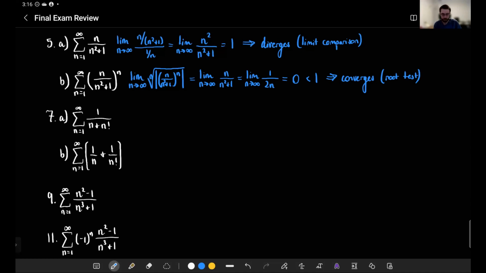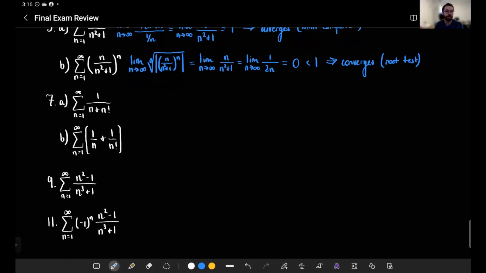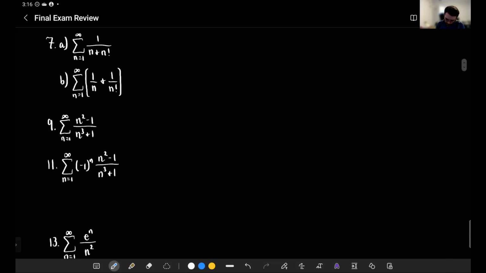Cool. 7 is interesting. 7 sort of has 2 parts to it. You have this 1 over n and this 1 over n factorial. And the question is, which one's more important? If you focus on the 1 over n, then maybe you think, ooh, this is like a harmonic series. Maybe it diverges. If you focus on the 1 over n factorial, it's growing insanely fast, so that series on its own would converge. And so the question is, combining them, what do I get?